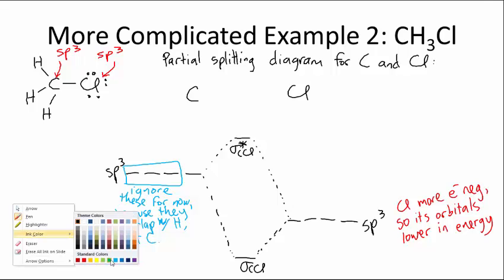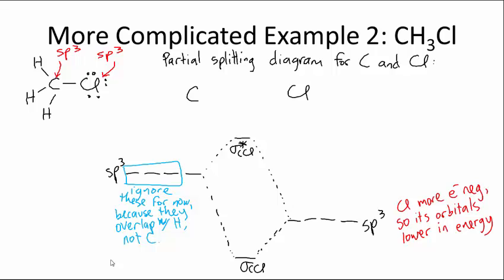But the point I want to make here is that the bonding orbital is closer in energy to the chlorine atomic orbital that it came from. It turns out that means that that molecular orbital will look more like the chlorine atomic orbital, or it'll lie more on the chlorine than it does on the carbon. All right. So this is closer to chlorine than carbon. Whereas the antibonding orbital is going to be closer to carbon than to chlorine.